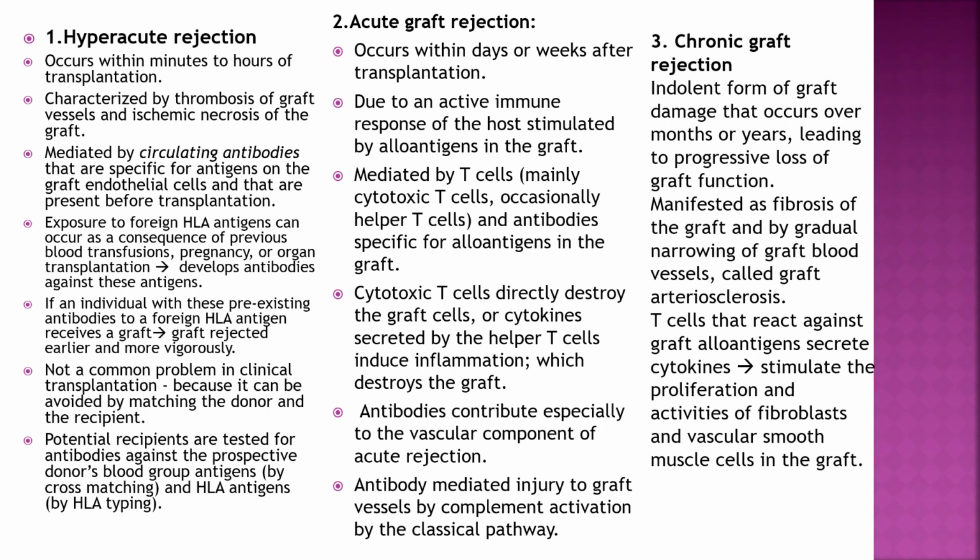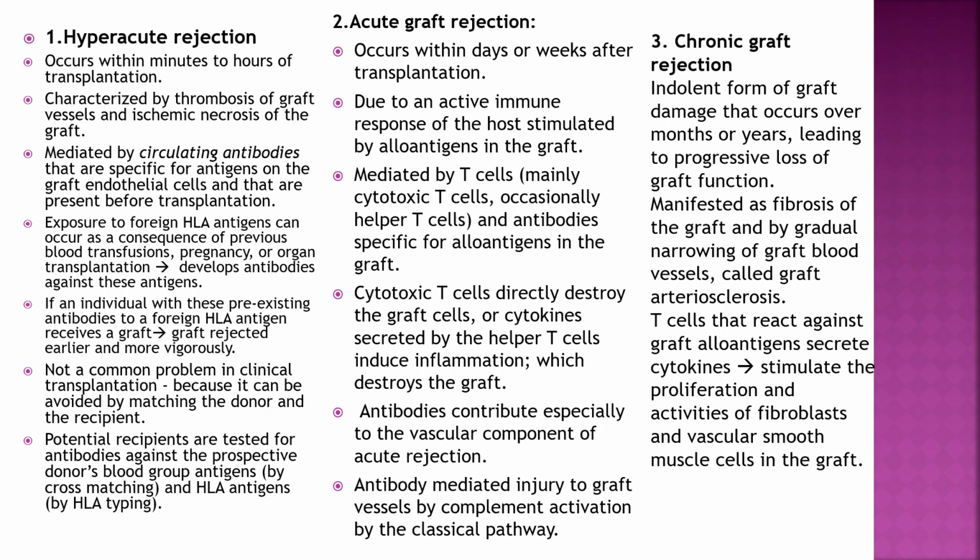Exposure to foreign HLA antigens can occur as a consequence of previous blood transfusion, pregnancy, or organ transplantation, and the individual develops antibodies against these antigens. If an individual with these pre-existing antibodies to a foreign HLA antigen receives a graft, it is rejected earlier and more vigorously. This is not a common problem in clinical transplantation because it can be avoided by matching the donor and recipient. Potential recipients are tested for antibodies against the prospective donor's blood group antigens by cross-matching, and HLA antigens by HLA typing.